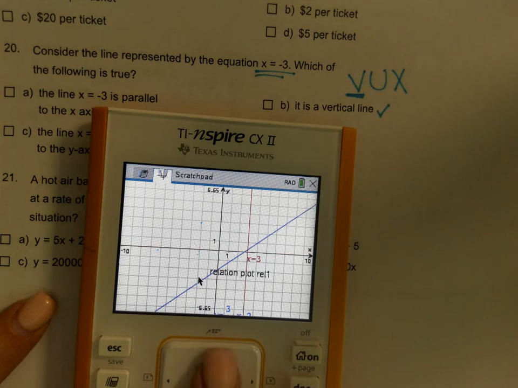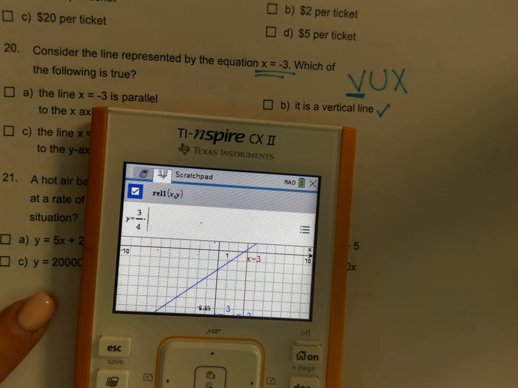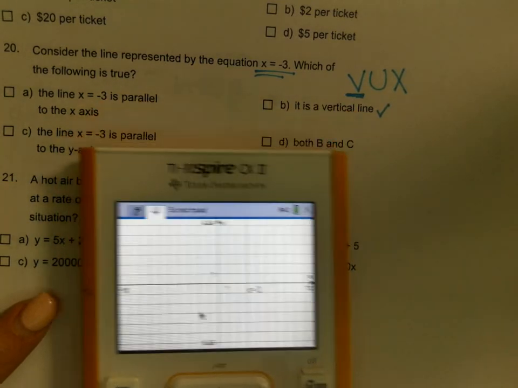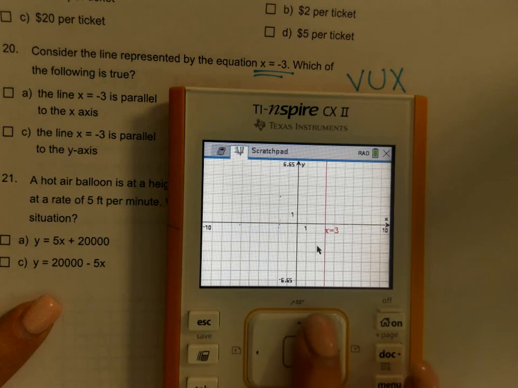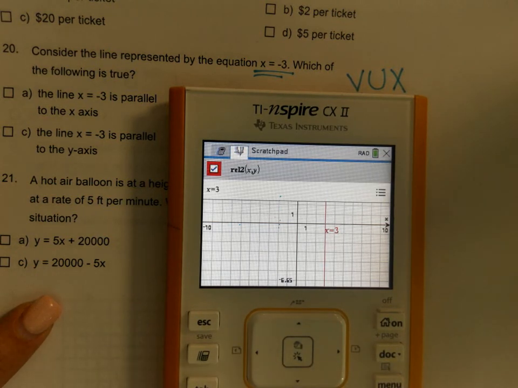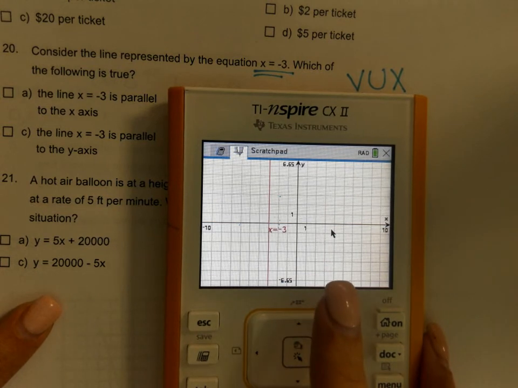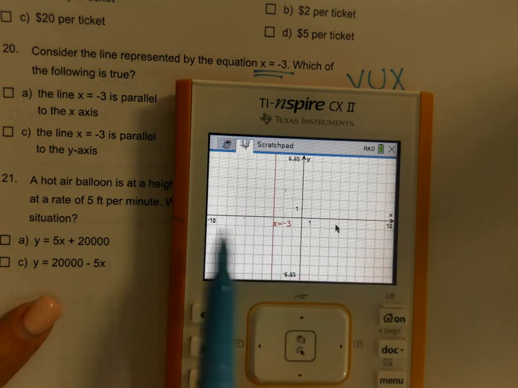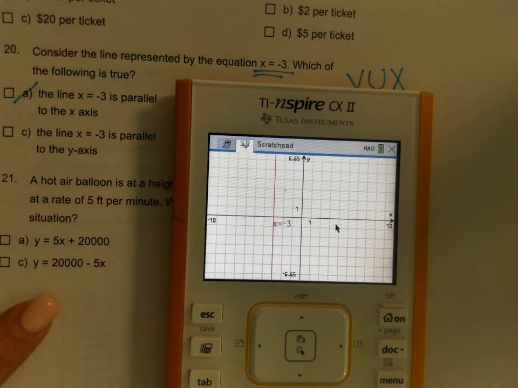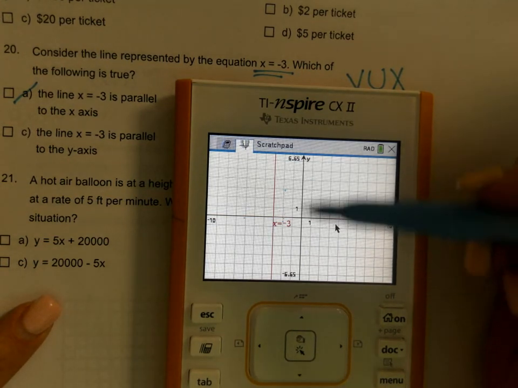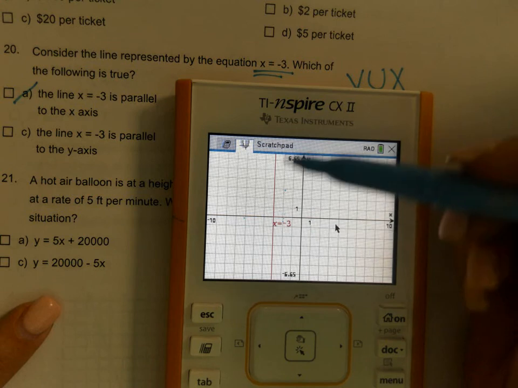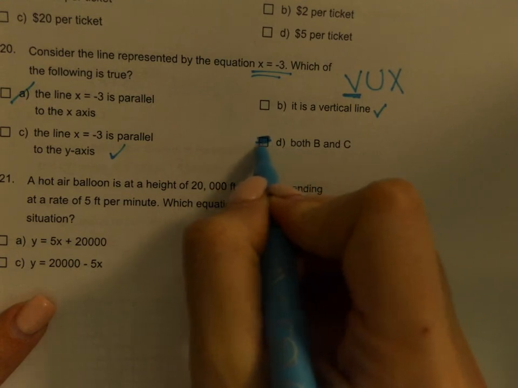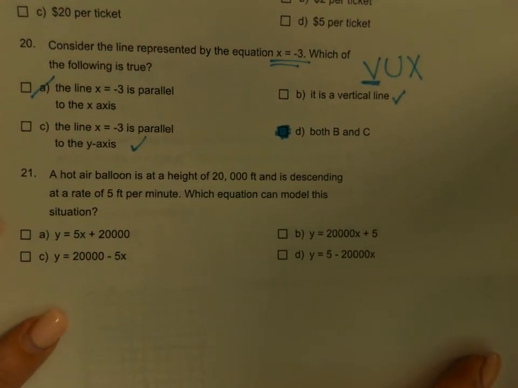Okay, I'm going to delete this one. Just delete. So now it's gone. Okay, so I have x equals 3. I just need to change that to a -3. Perfect. Okay, so there's my line graphed. So is that parallel to the x-axis? Parallel means it never intersects. This is your x-axis. That definitely intersects the x-axis, so that's not true. Is it parallel to the y-axis? This is your y-axis. This is the line. Those will never intersect, so yes, it is. So the correct answer is both B and C. So make sure you read all of your answer choices.